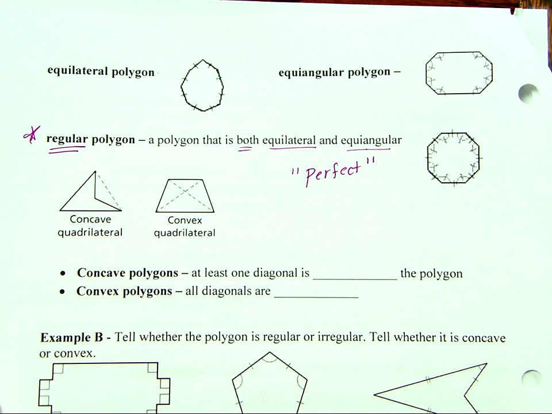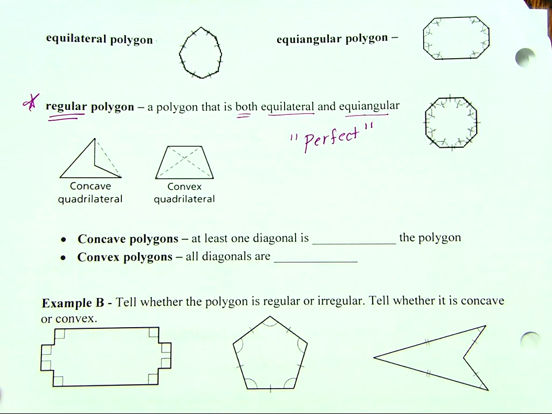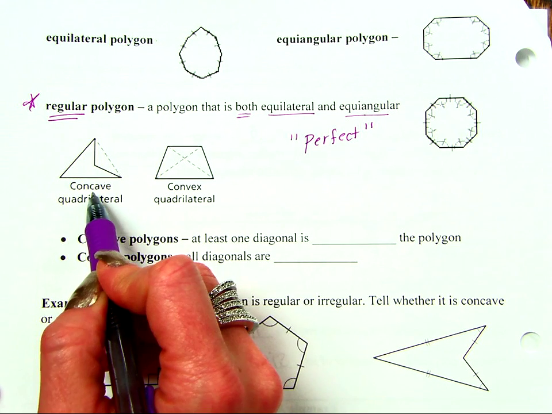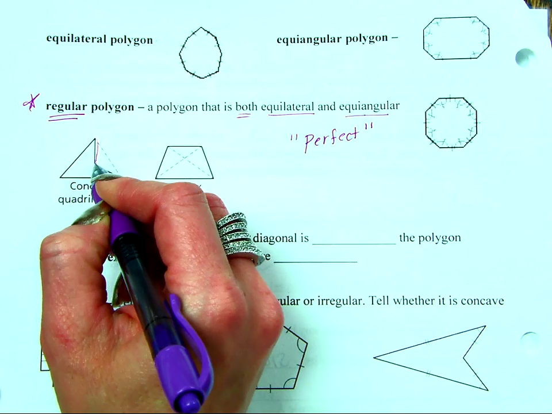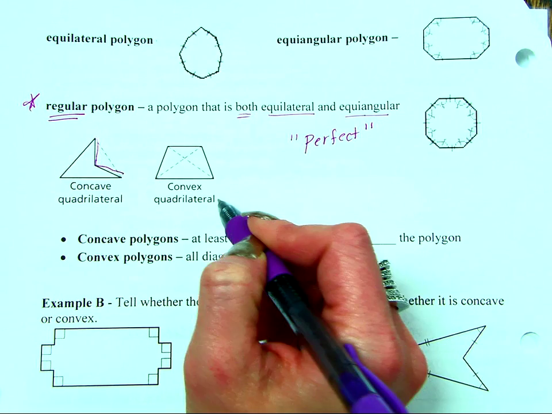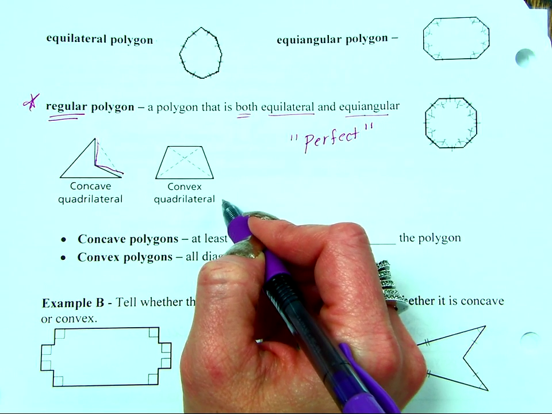I can also classify my polygon as either concave or convex. You probably remember talking about these terms in science. Well, a concave polygon has an indent, right? It caves in a little bit. And a convex polygon does not.